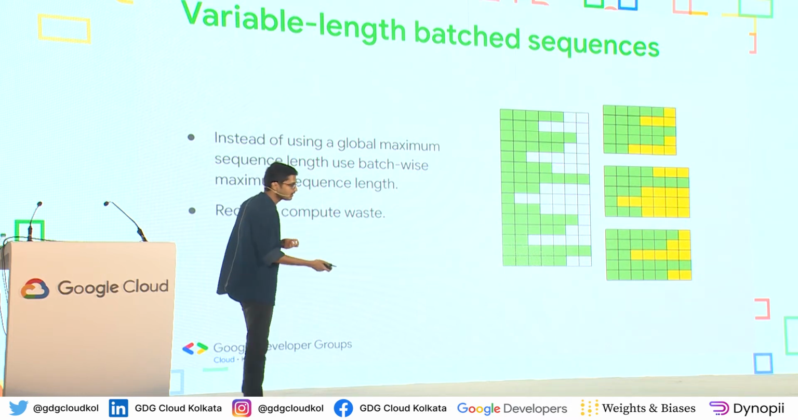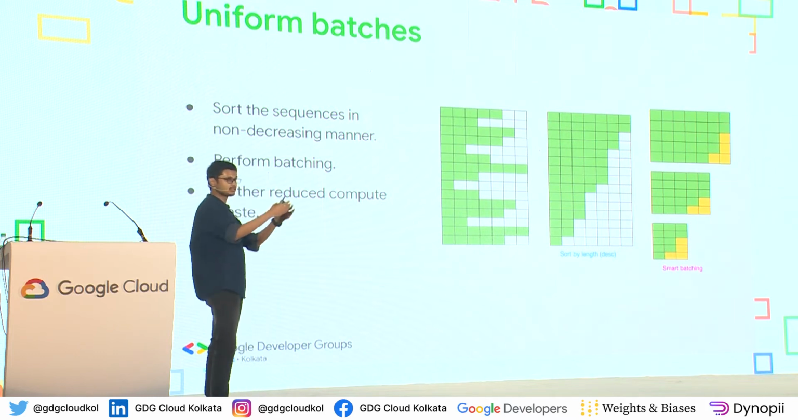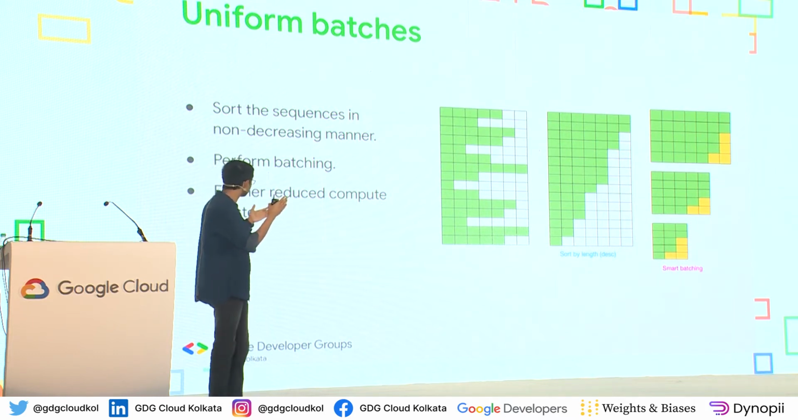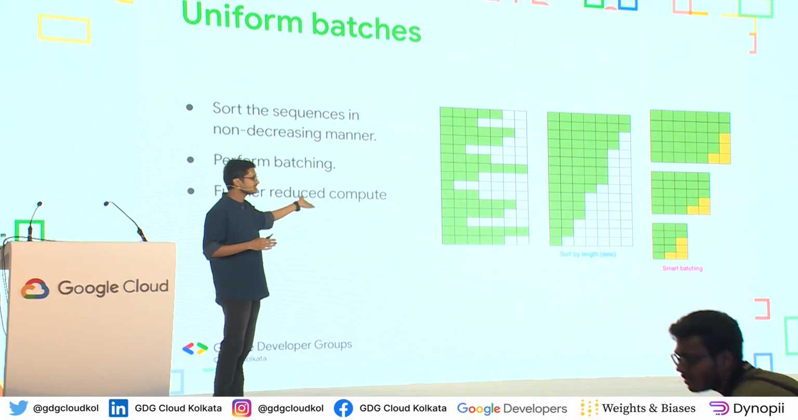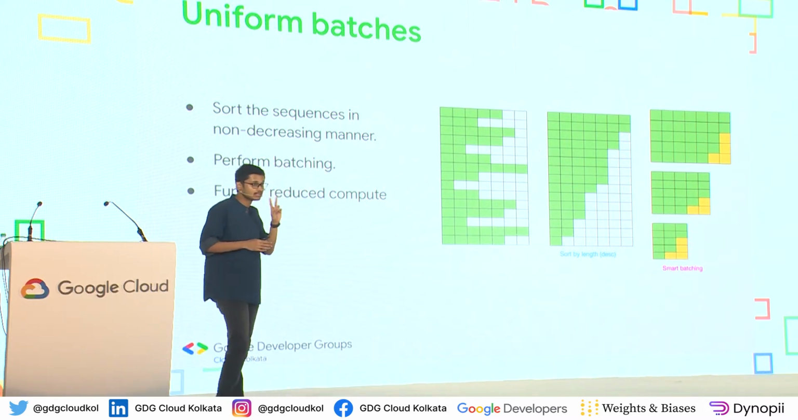Let's see how. If we take a batch of sequences and sort them in a non-decreasing manner, now we can see from 42 white squares, we are now down to only 11. From 42, we are now only down to 11.